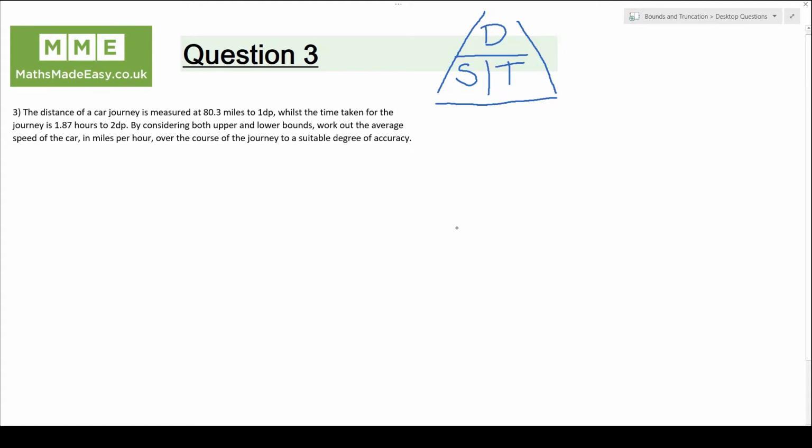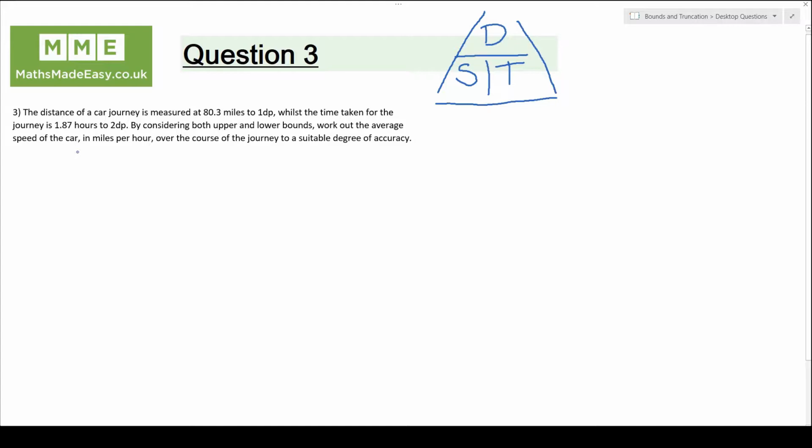Question 3. The distance of a car journey is measured at 80.3 miles to one decimal place, whilst the time taken for the journey is 1.87 hours to two decimal places. By considering both upper and lower bounds, work out the average speed of the car in miles per hour over the course of the journey to a suitable degree of accuracy. So, to do this, we need to first find the upper and lower bound of the distance and the upper and lower bound of the time taken.